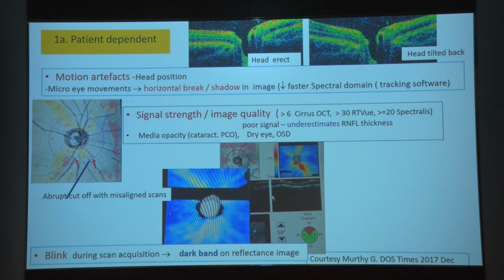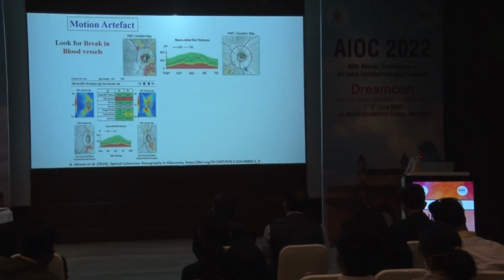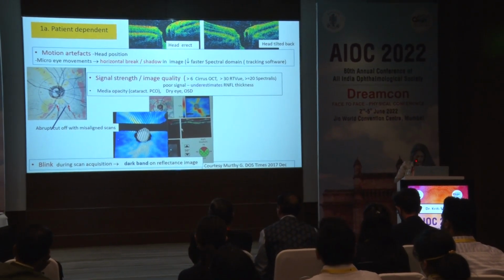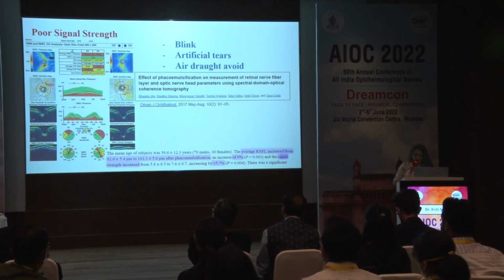Patient dependent, motion artifacts, you all know about that. You'll have black circles or there'll be a break. Signal strength will be poor, okay? And this is very common in media opacities and blinking. During scan acquisition, you'll have dark bands on the reflectance image. You can see those. So these bands will show that this has motion artifacts. Then you would give artificial tears and avoid an air drop. Whenever you have an OCT machine in an AC room, try to position the patient such that the AC doesn't come into the patient's eye, so that you avoid this dryness.